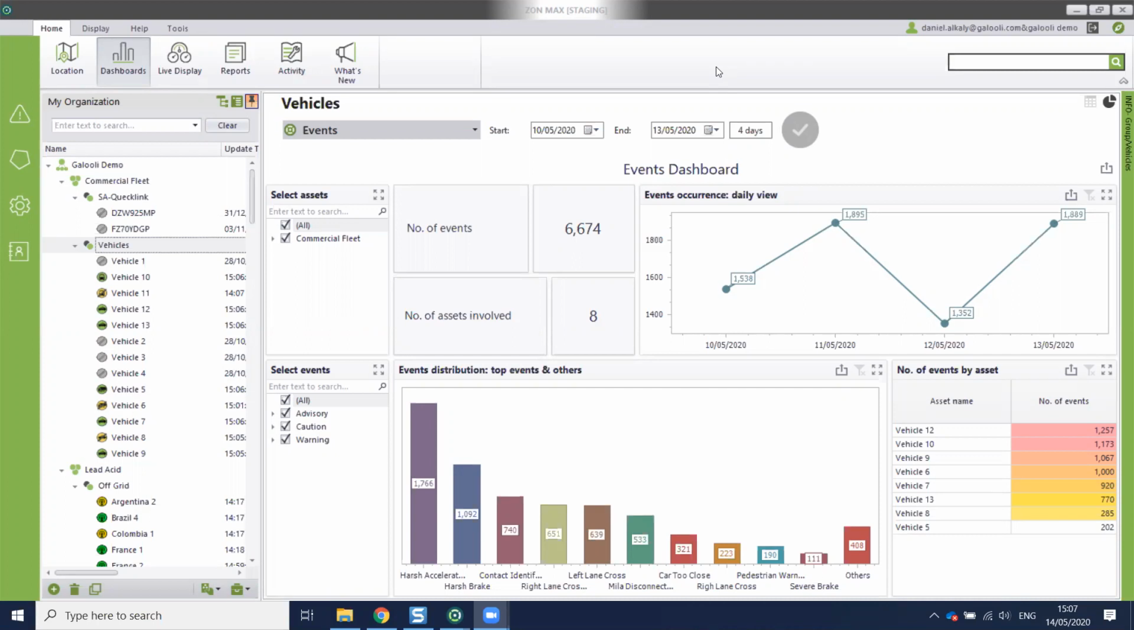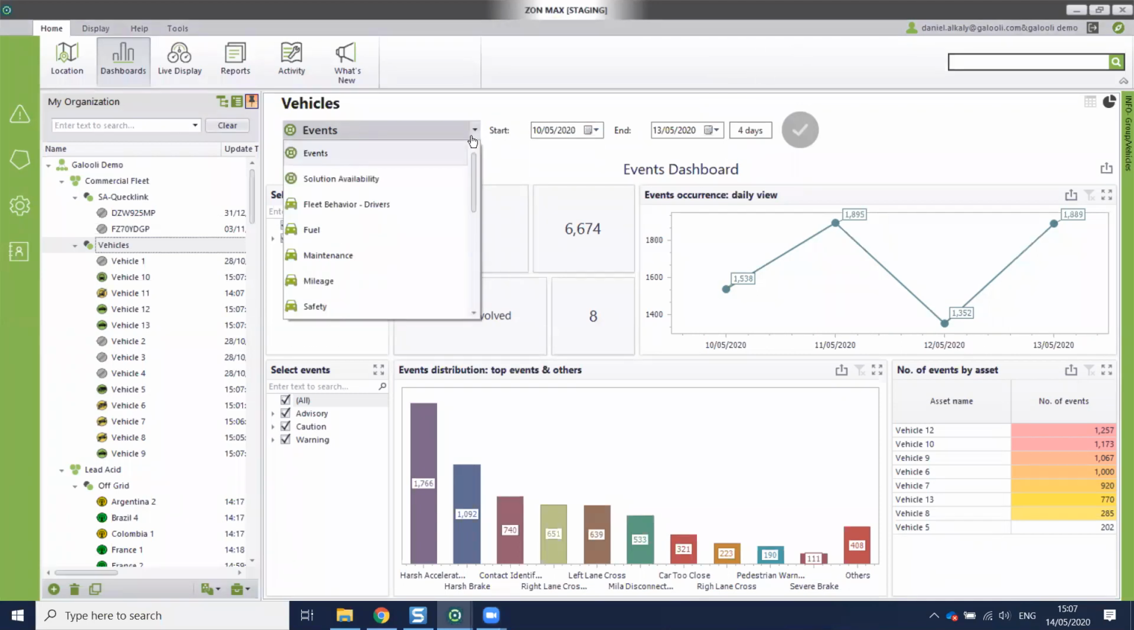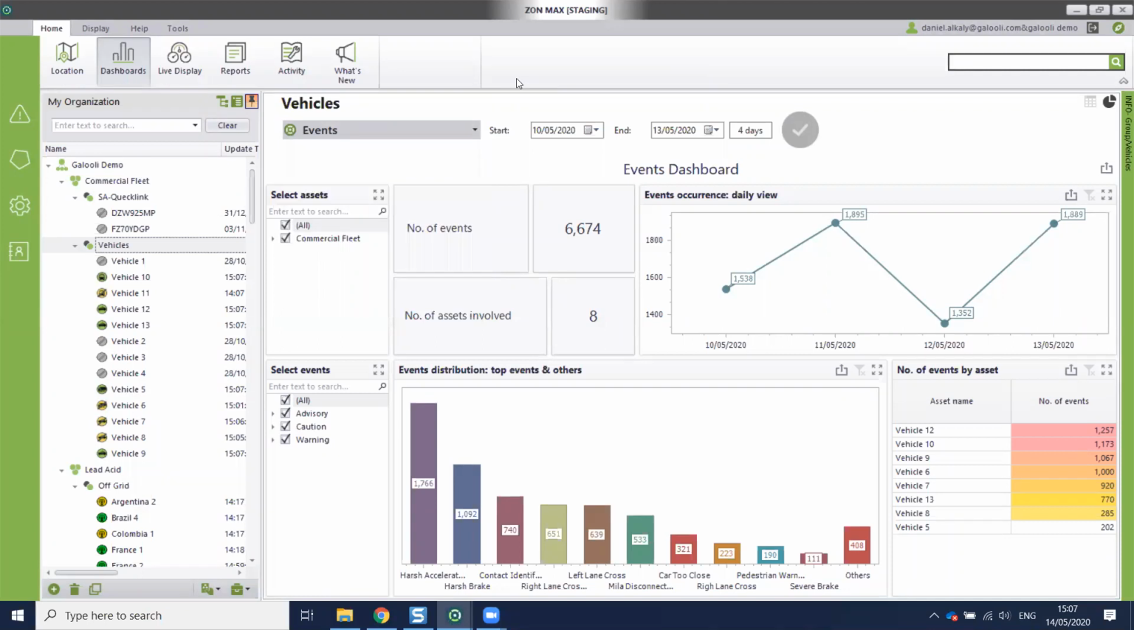We have two very unique dashboards, and they're unique in the essence that they are not regulated only to fleet-based units. They're not only regulated to vehicles, even though this is the topic at hand. And that's the events dashboard, which we're looking at right now. We also have another dashboard called solution availability, which I'll talk about next.